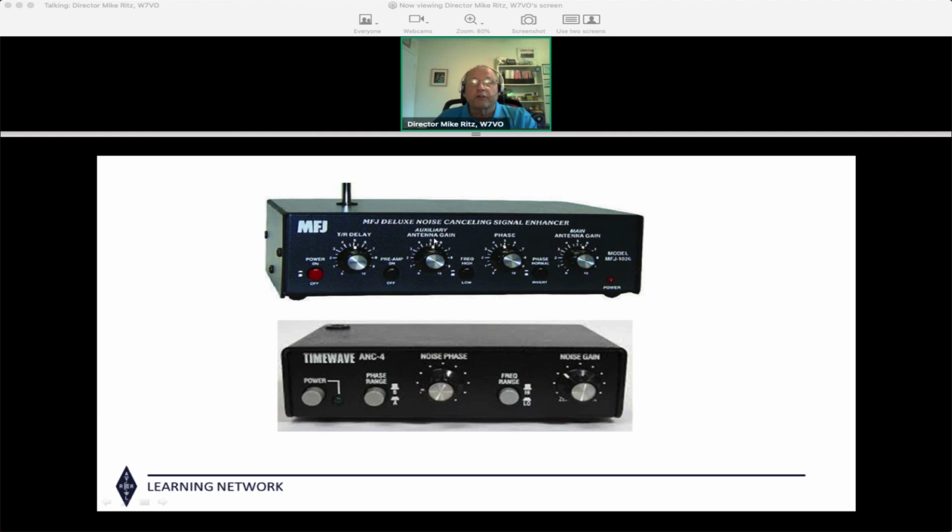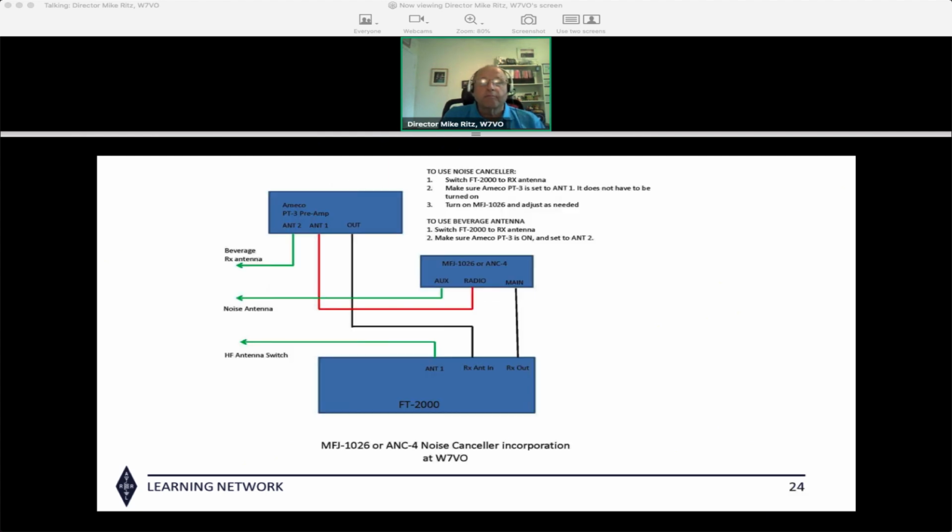You can see there's an auxiliary, which is the noise antenna gain, and the main antenna gain, so you can match these two and then adjust the phase. The ANC time wave unit has a noise phase and a noise gain. So here there's kind of less controls to deal with. You can also change the phase range. So really it's playing with these controls to get it to where you can knock the noise out. And there are YouTube videos you can watch to help you with those.